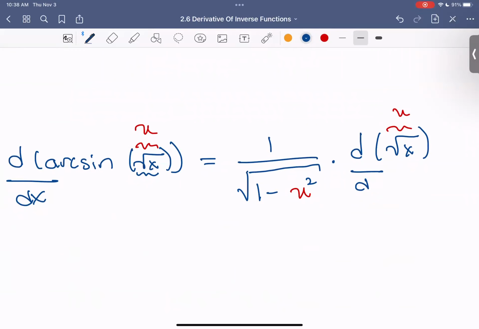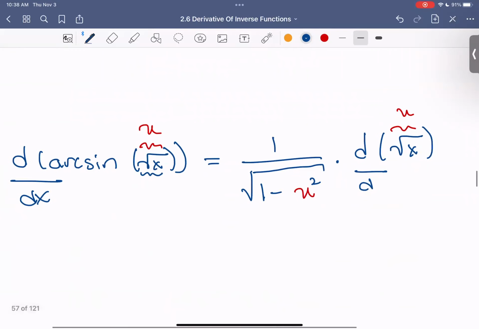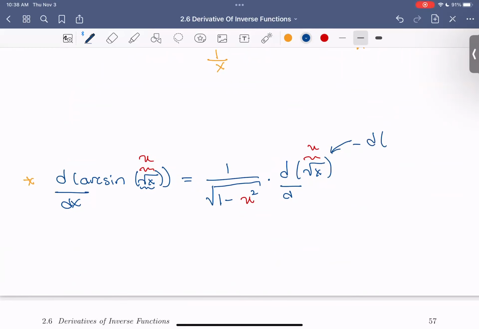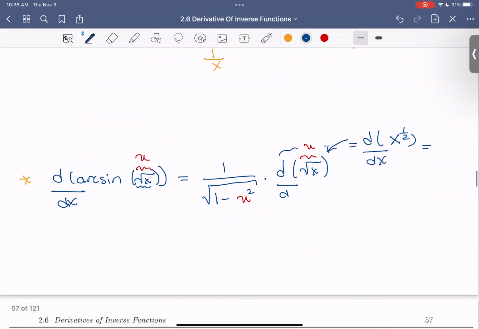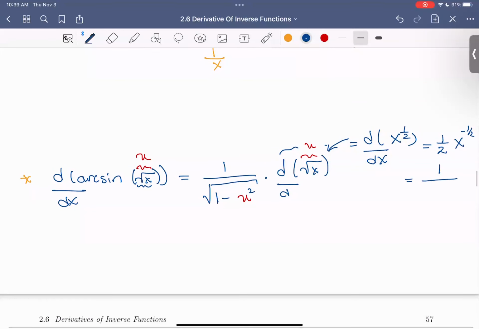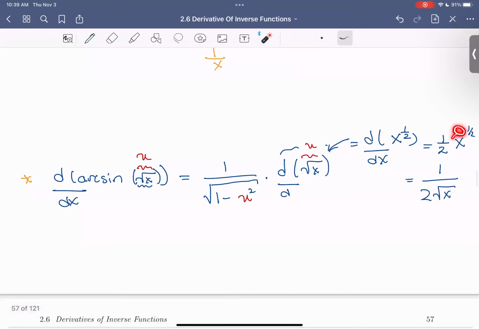So recall, if we have root x, that's the same thing as x to the 1/2. This derivative part is equal to the derivative of x to the 1/2 with respect to x. So using the power rule, our 1/2 comes down and we have x to the negative 1/2 now, which is just 1 over 2 root x. The negative in the exponent makes the base x go into the denominator, and that 1/2 exponent gives us the square root.